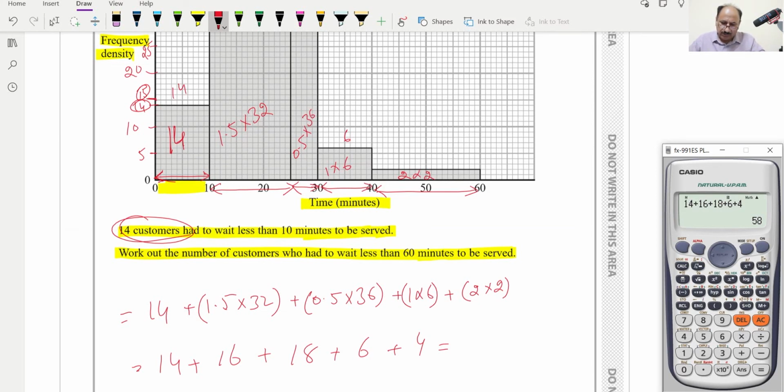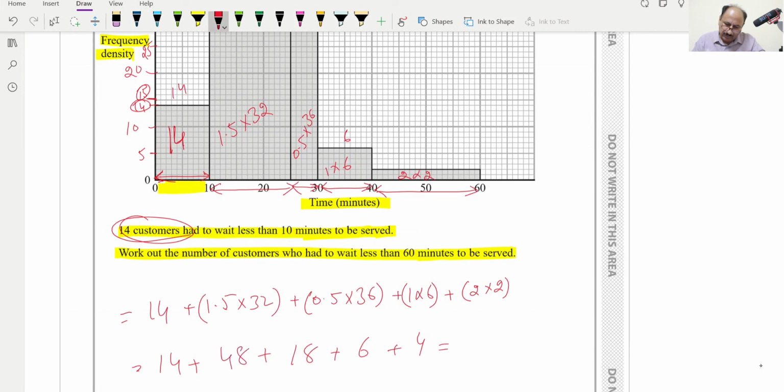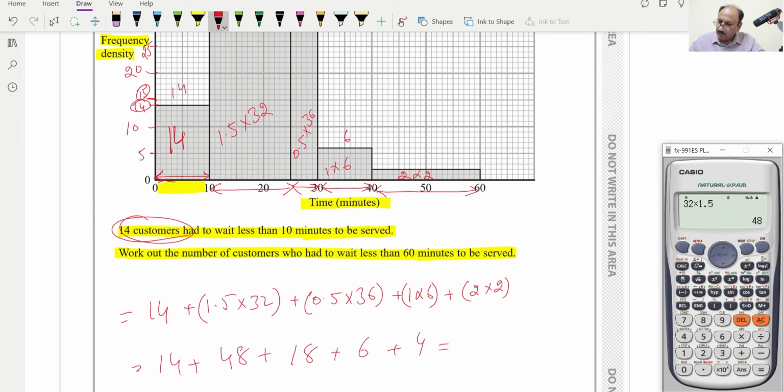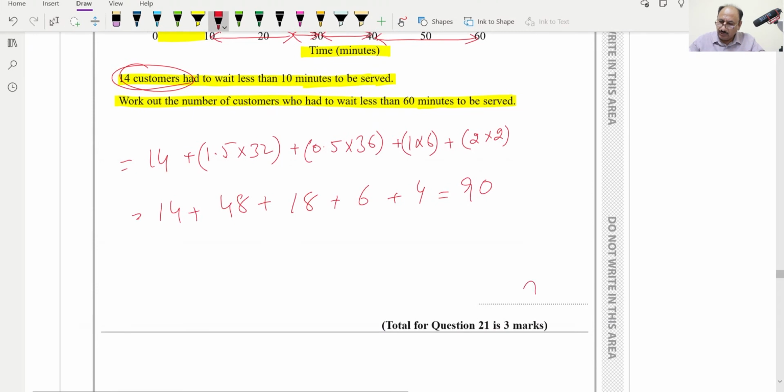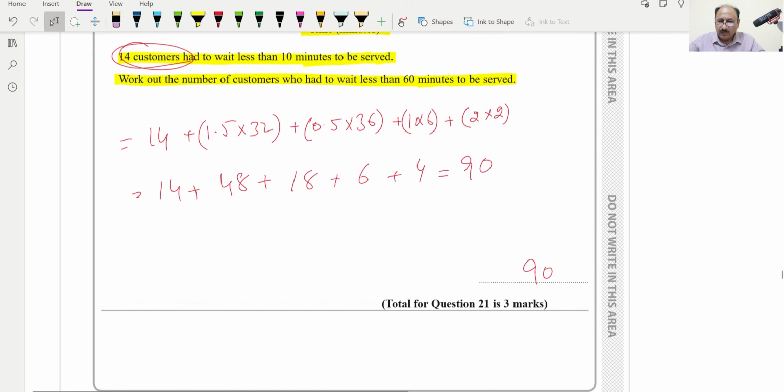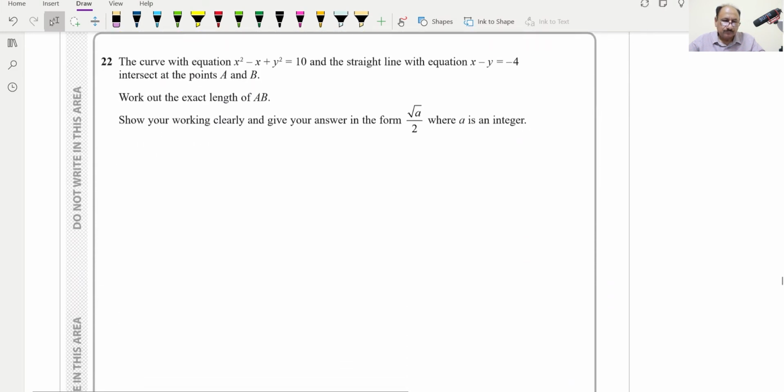Basically 32 multiplied by 1.5 is equal to 48, so this should be 48. Now we can add 14 plus 48 plus 18 plus 6 plus 4, which is equal to 90, so the answer will be 90 over here. This is our final answer. 90 people will be less than 60 minutes.